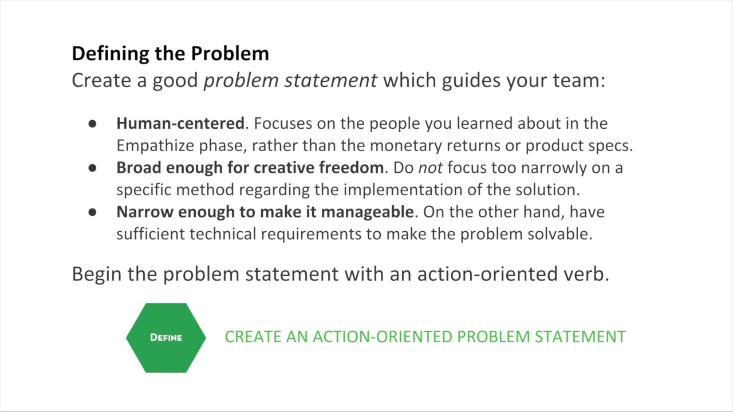But at the same time, that problem statement still needs to be narrow enough to make it manageable. If you just say, I want to feed the world, that's just too big. So we need to keep it somewhat narrow. And we need to have sufficient technical requirements to make the problem solvable. Ultimately, we'll begin the problem statement with an action-oriented verb. And we'll be talking more about exactly how to write that statement a little bit later on.